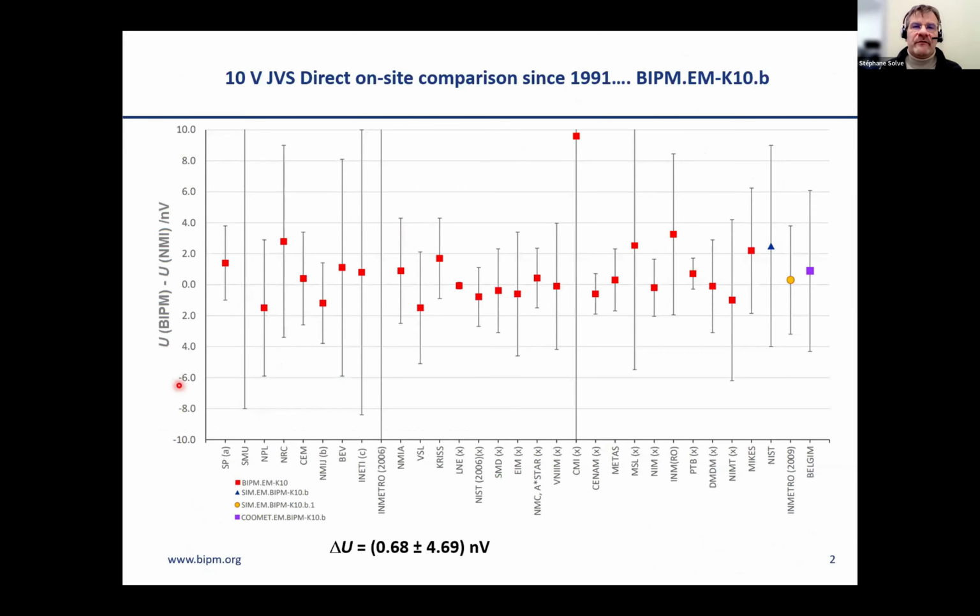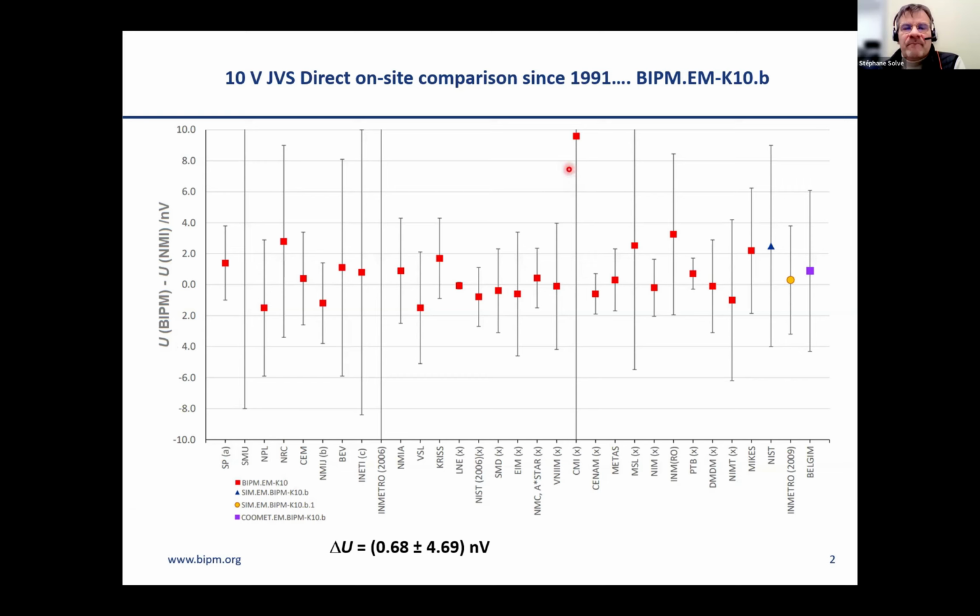So to start with, I would like to show you the graph of the 10-volt results of the direct Josephson comparison that started a long time ago. It started at the 1-volt level in 1991. Then it was extended to the 10-volt level in 1994, but the protocol at that time was quite difficult to follow for the NMIs. So we decided in 2004 to really deeply simplify the protocol.